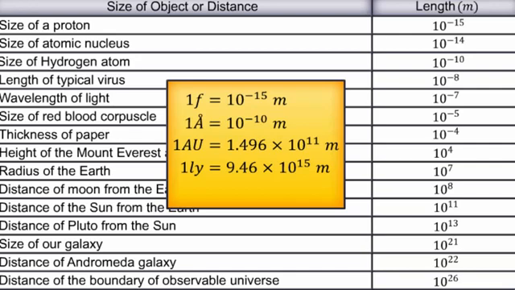Parsec, denoted by small letters pc, which is equal to 3.08 into 10 to the power 16 meter.